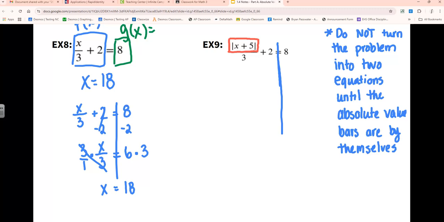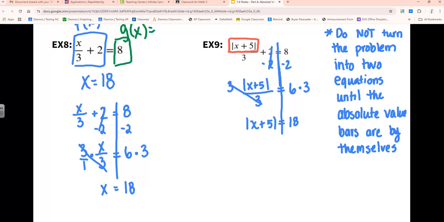Okay, so if I'm trying to isolate that x plus 5 in the absolute value bars, let's see, Zoe, what would I do first? Okay, we're going to subtract that 2. So I've got absolute value of x plus 5 over 3 equals 6. And Zoe, what do I have to do after that? Times by 3. So I multiply by 3, which cancels this here, and I multiply by 3 over here. So absolute value of x plus 5 equals 18.